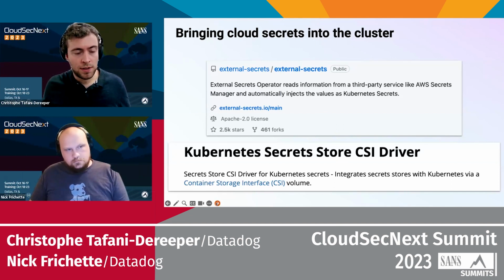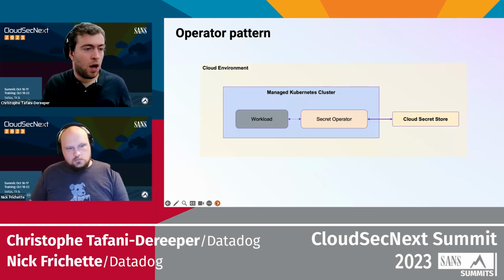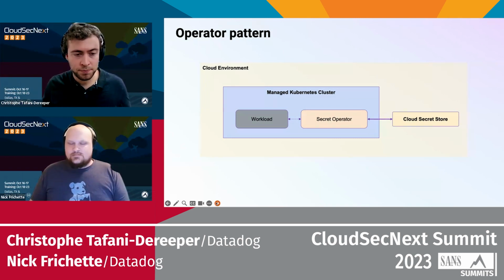So the way this works is that you're going to have your operator running in the cluster that's going to be connected to the cloud, and it's going to bring secrets to your workloads. Typically it's going to sync them as a Kubernetes secret that you can then mount easily in your workload, so that your workload doesn't have to handle how to get the secrets from AWS Secrets Manager or from AWS SSM Parameter Store.